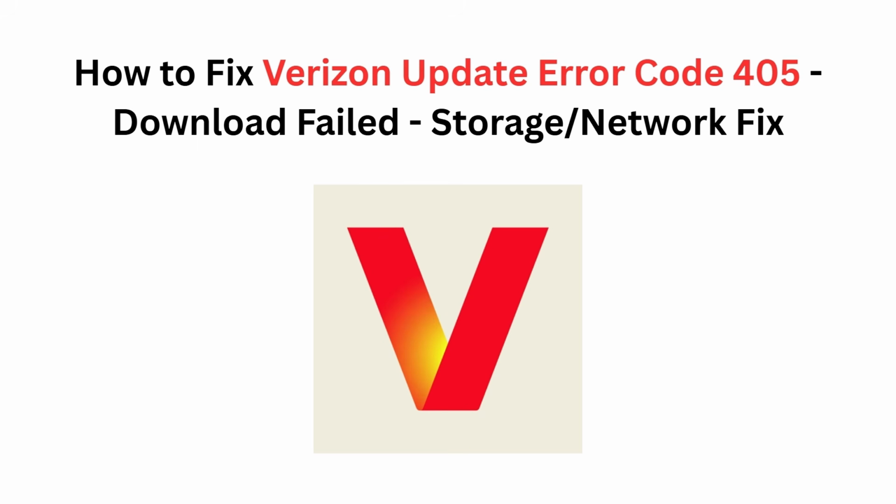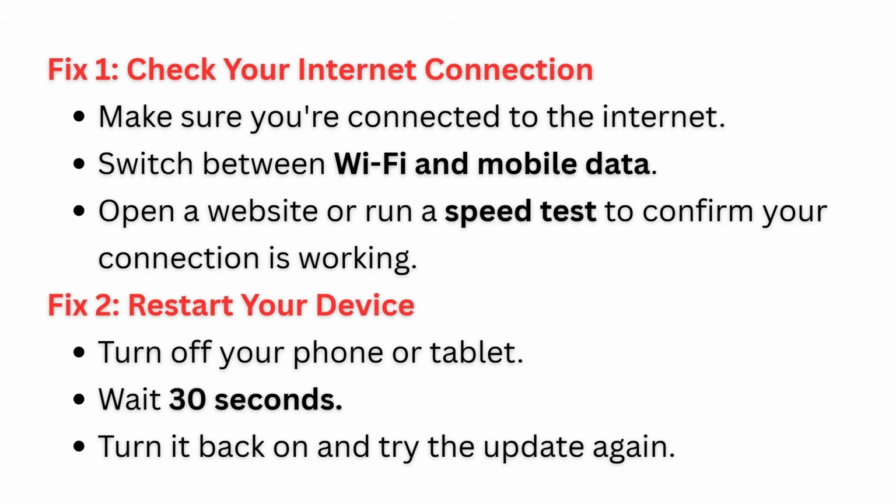So in today's tutorial, we will see how you can fix your Verizon update error code 405. So here's a guide for your storage and network if your download fails. Fix 1. Check your internet connection. Make sure you're connected to the internet. Switch between Wi-Fi and mobile data. Open a website or run a speed test to confirm your connection is working.